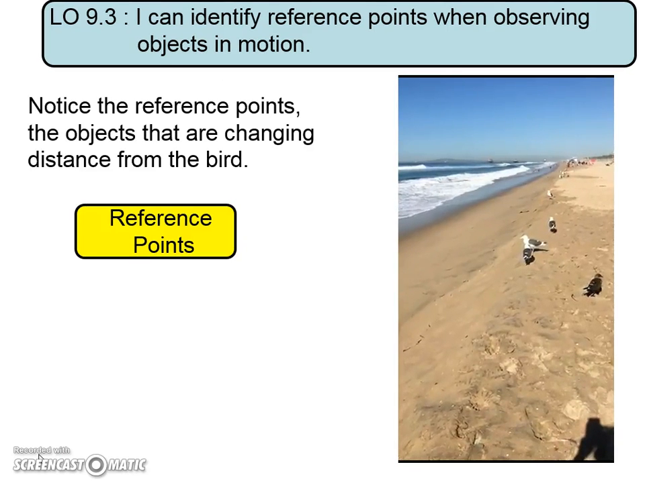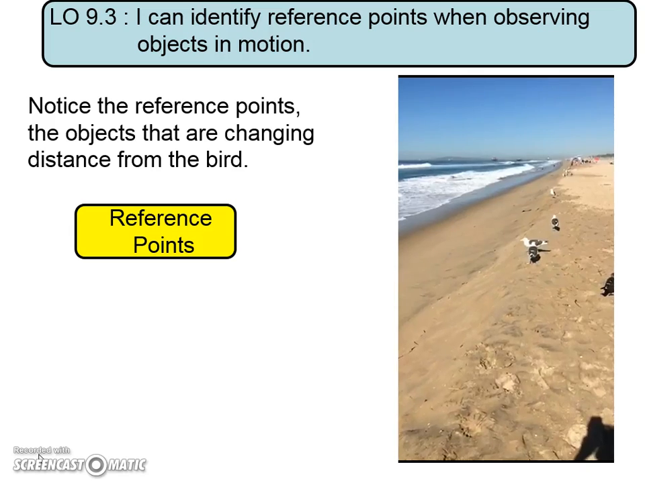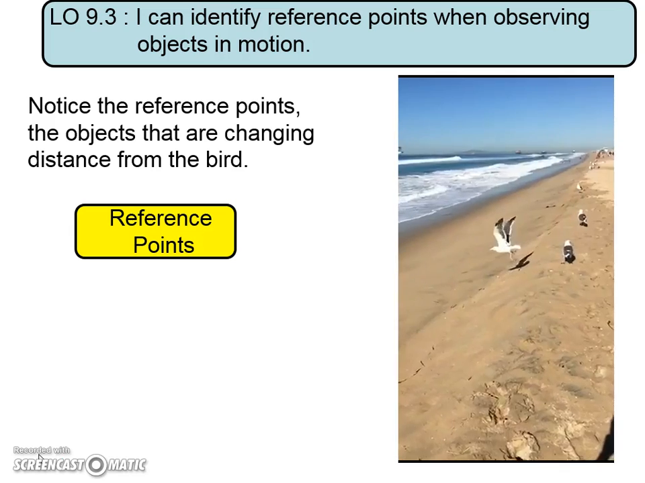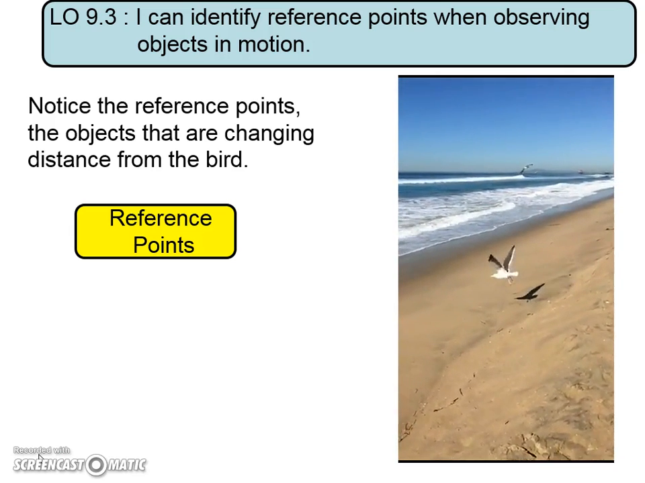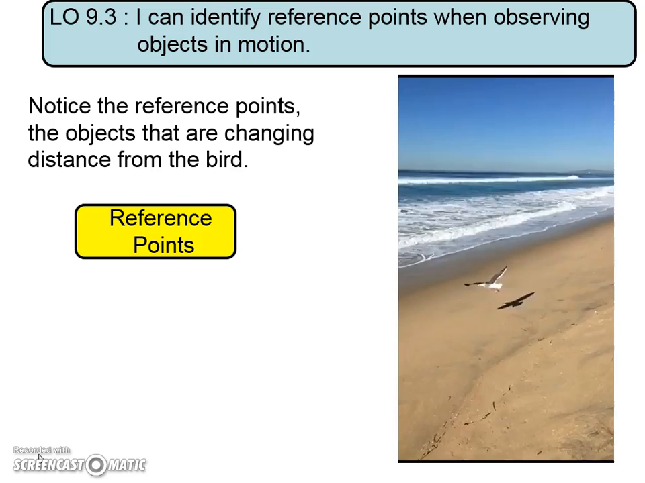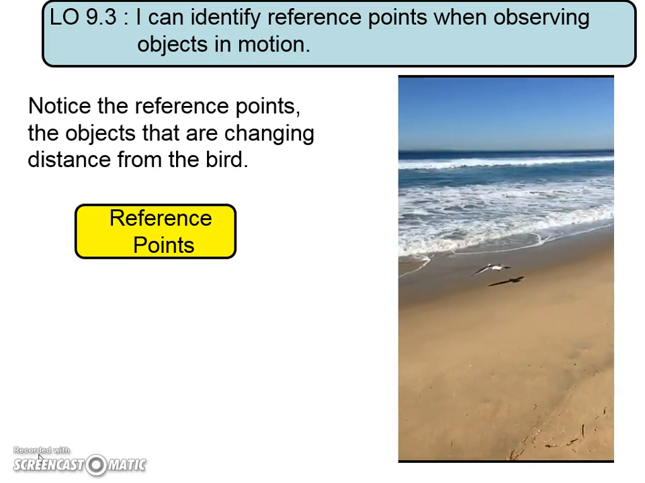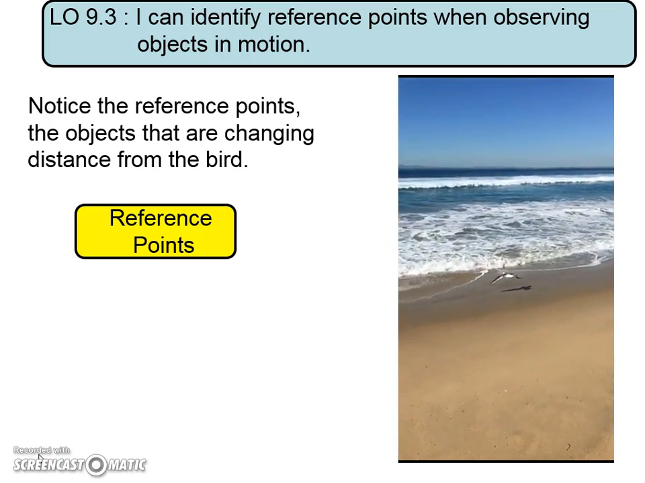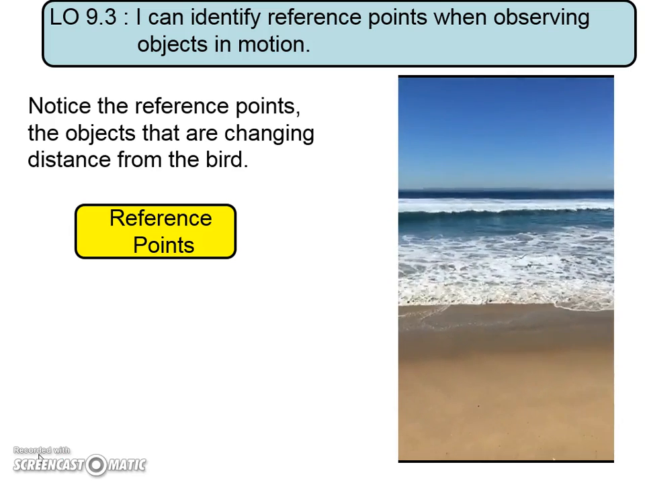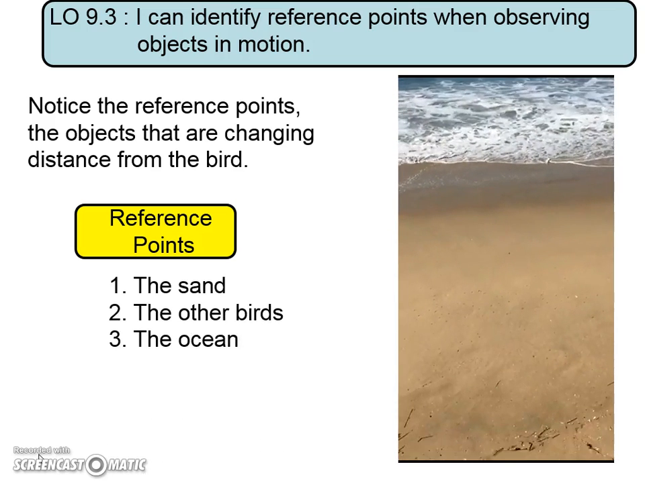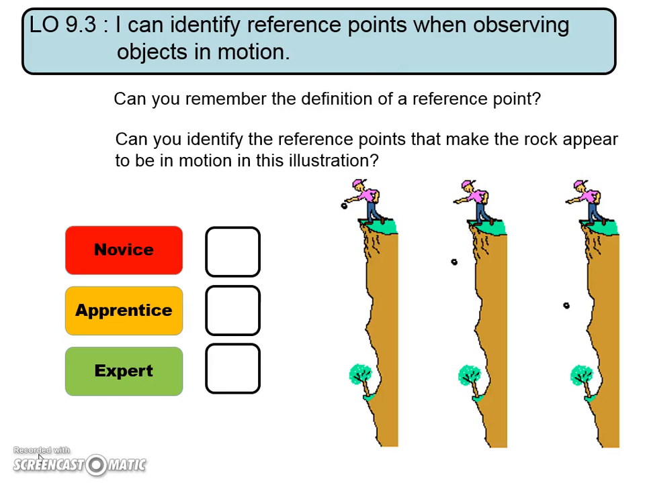Watch this video on this bird moving in slow motion. What reference points do you notice? What objects are changing distance from this bird? Hopefully you can identify 2 or 3 reference points here. The bird changed distance from the sand, from the other birds, from the ocean. These were all reference points to help us notice that the bird was in motion.